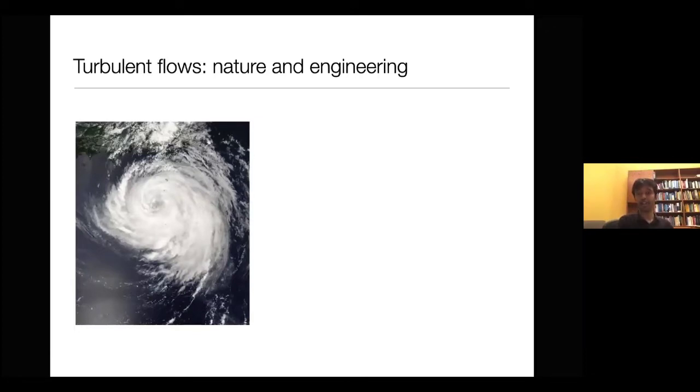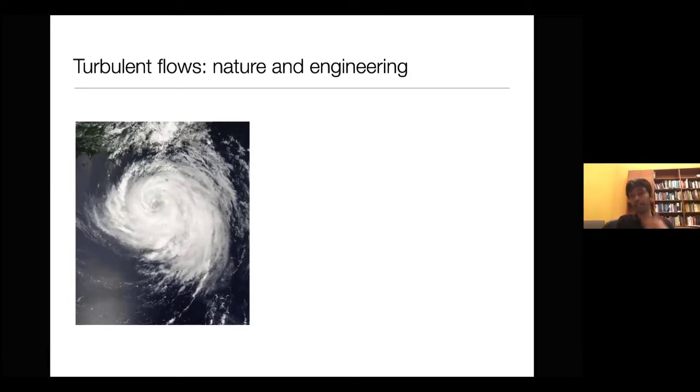Here is a satellite image of a tropical cyclone, hurricane, typhoon, cyclone over ocean. One of the crucial things one needs to know in order to predict the intensity of a tropical cyclone is the friction between the bottom of the cyclone and the ocean underneath. So the turbulent friction between this turbulent flow, the typhoon or the cyclone, and the ocean underneath is a crucial parameter to know and to predict the dynamics of a tropical cyclone. Okay, so that's one example from nature.